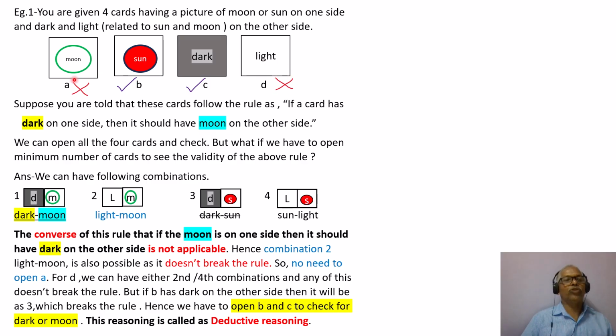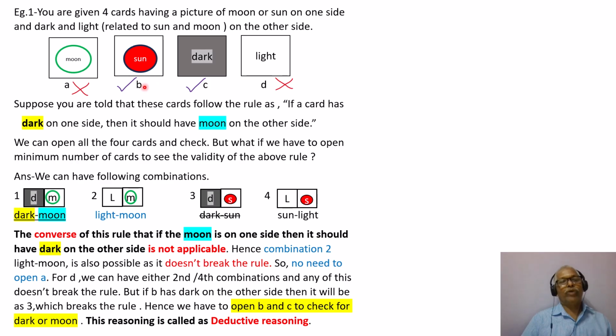So this shows that. But if B has dark on the other side, where B is sun on this side, now this should not have dark on that side, because the rule says if there is dark, there has to be moon on this side. So if B has dark on the other side, then it will be S3, which breaks the rule.